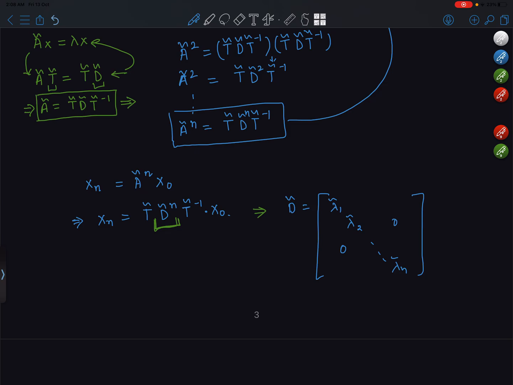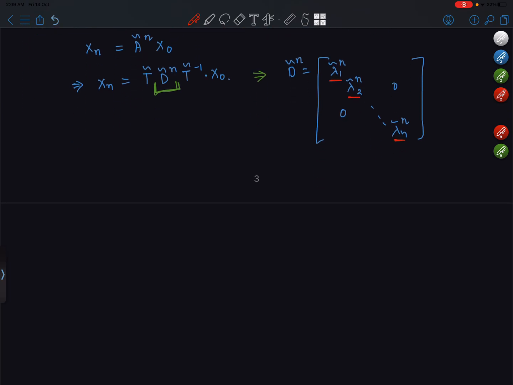So this is what D tilde is, and if we raise it to the power n, the property of a diagonal matrix is that the diagonal values will be raised to the power n. So basically, same as previously, if any of these values goes to infinity or goes unbounded, then the system is unstable. And if all of them die out or are bounded as n tends to infinity, then the system will be stable.